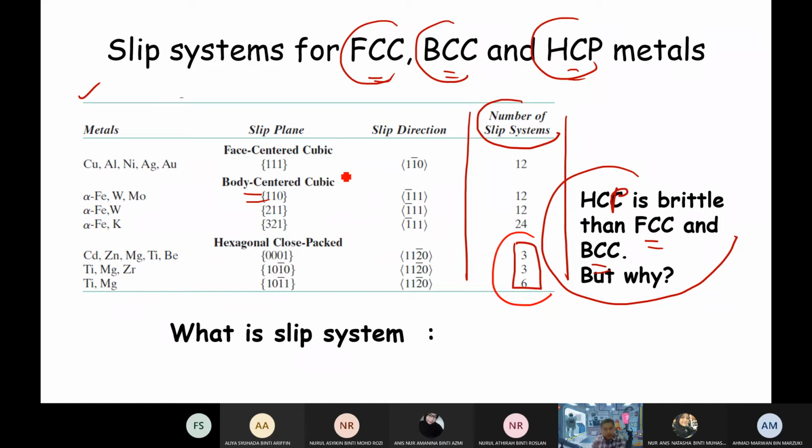Okay, what happened? Because we have fewer slip systems for HCP metal, the movement of dislocation will be restricted. So that is the reason why BCC and FCC are more ductile compared to HCP. Okay, boleh you relate tak dengan slip system? Can you see the relation between the slip system and ductility? Boleh nampak tak dia punya hubung kait dia? Boleh tak?